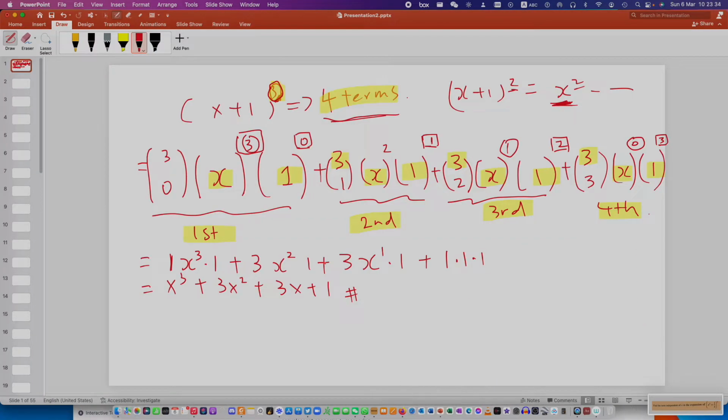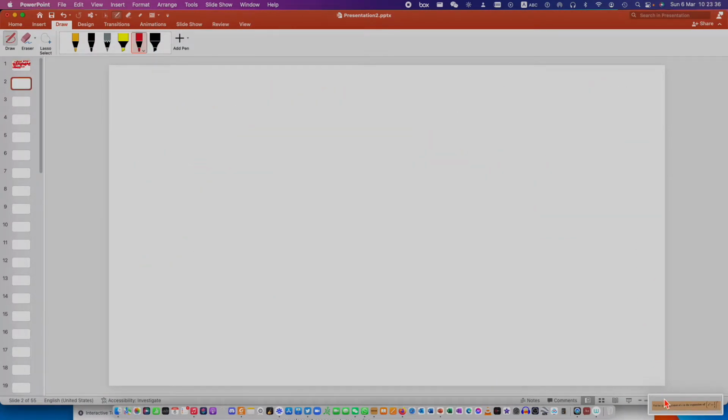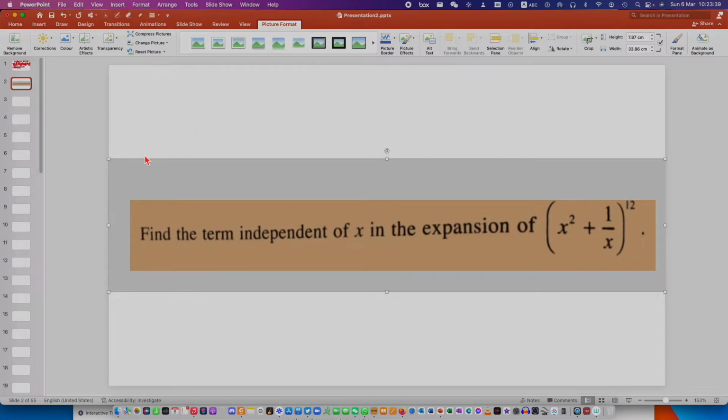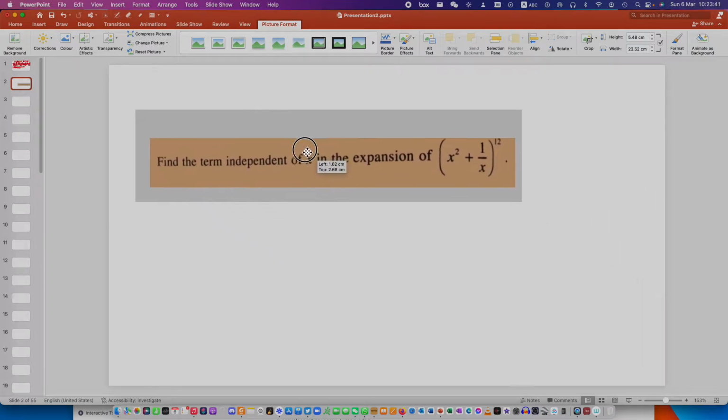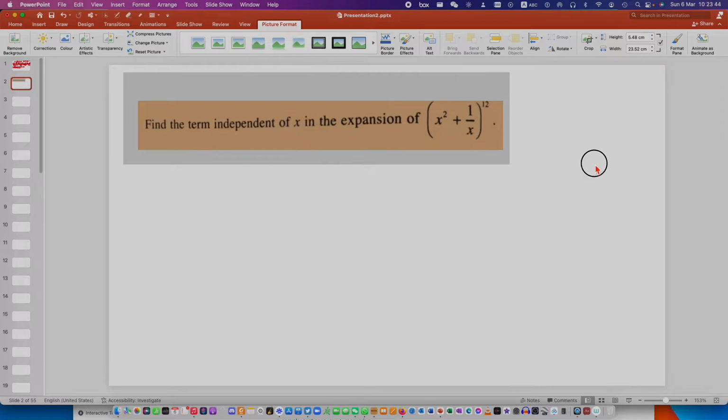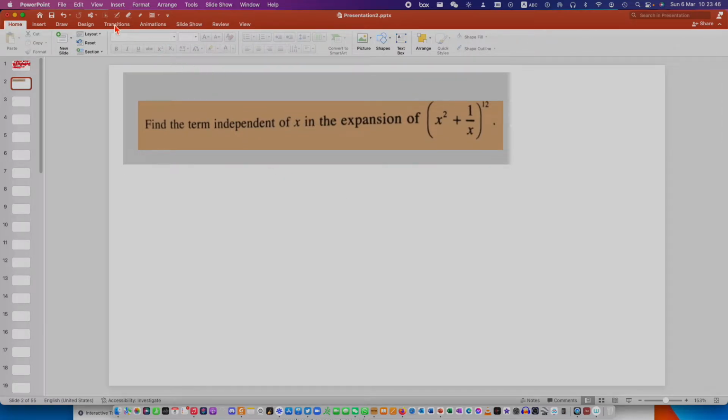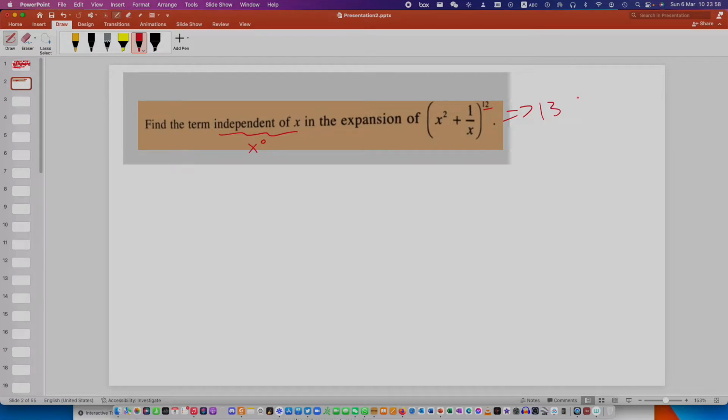So over here, they want the independent of x term. Can you see they want the x independent term? So it's like the constant. You must find the x to the power of 0. So you just write down x to the power of 0. Over here is to the power of 12, meaning you're going to have 13 terms. So once again the structure is equal.